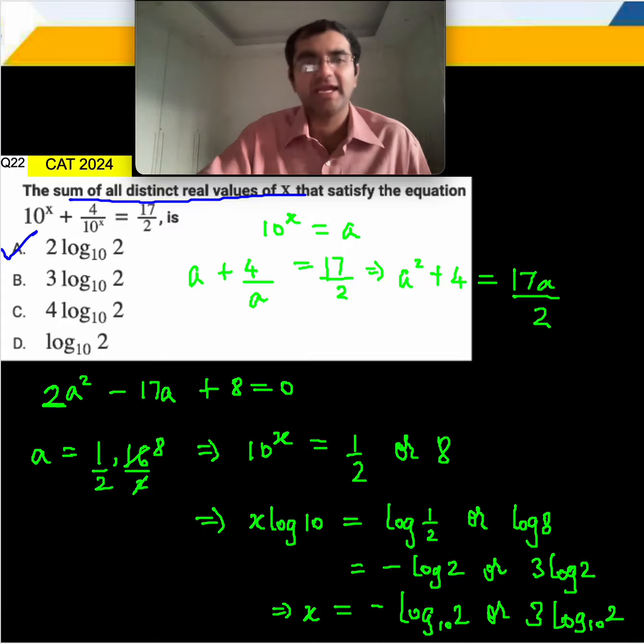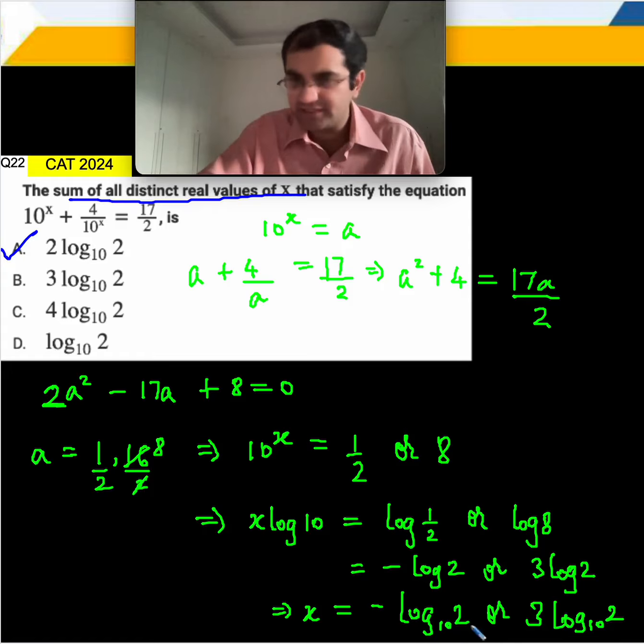The answer is A part for question 22. Just add these two values. Add these two and you'll get 2 log 2 base 10, and that was the last question.